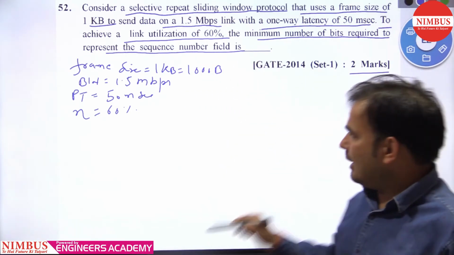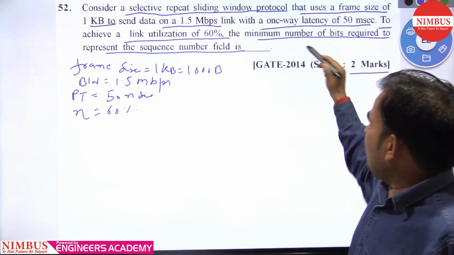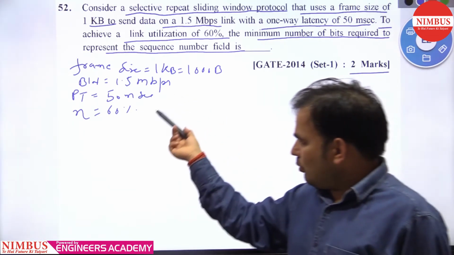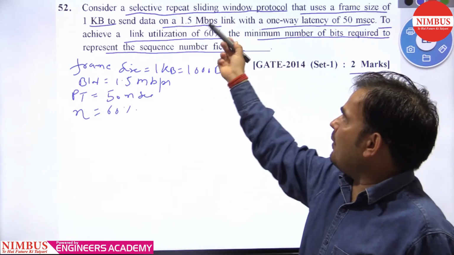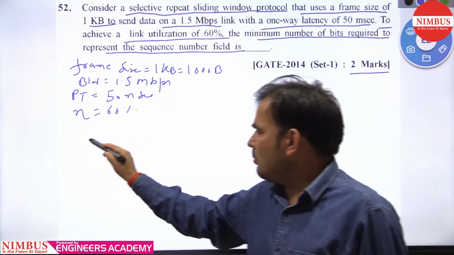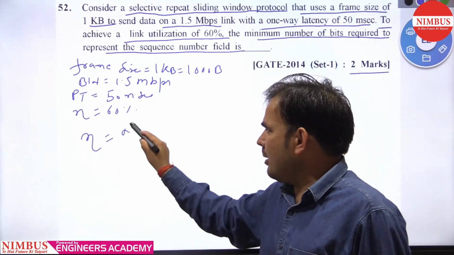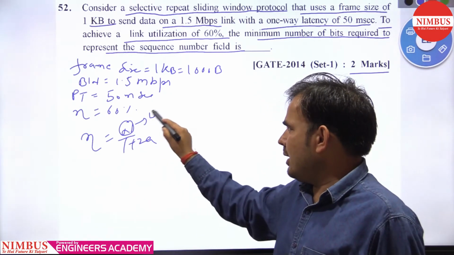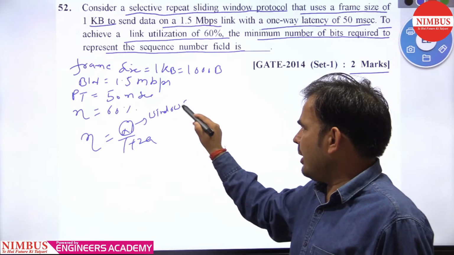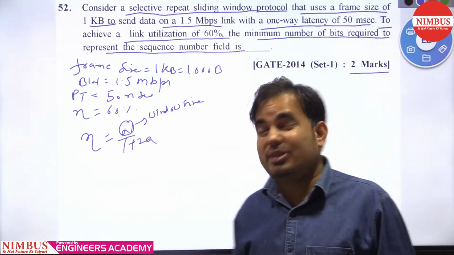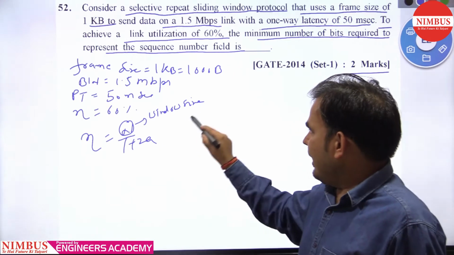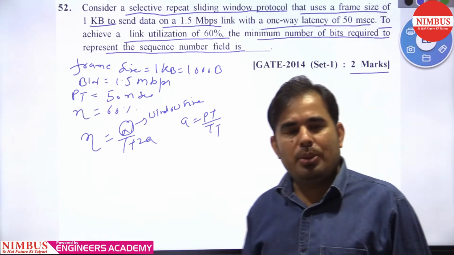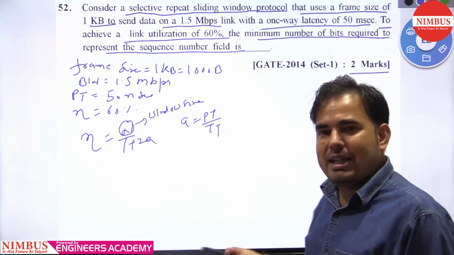what? So you need to calculate the minimum number of bits required to represent the sequence number field. In selective repeat sliding window protocol, we have a formula: efficiency equals N upon 1 plus 2a, where N is the window size and a equals propagation time upon transmission time.